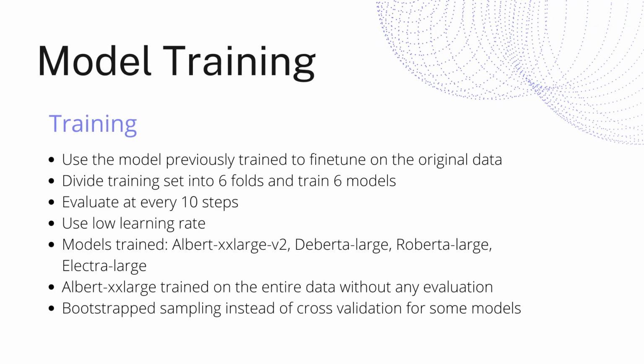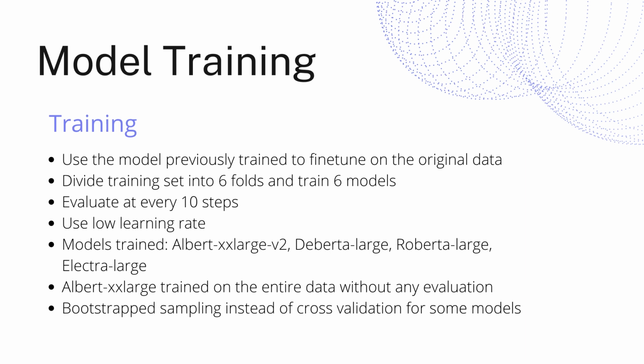Now, for the training approach, we use the previously trained model to fine tune on the original data. For this, first we make our splits. We'll divide the training set into 6 folds and train 6 models. Again, here we evaluate at every 10 steps. This is not recommended. It is generally not a good thing to do, but still it was widely used as it was helping with the leaderboard.